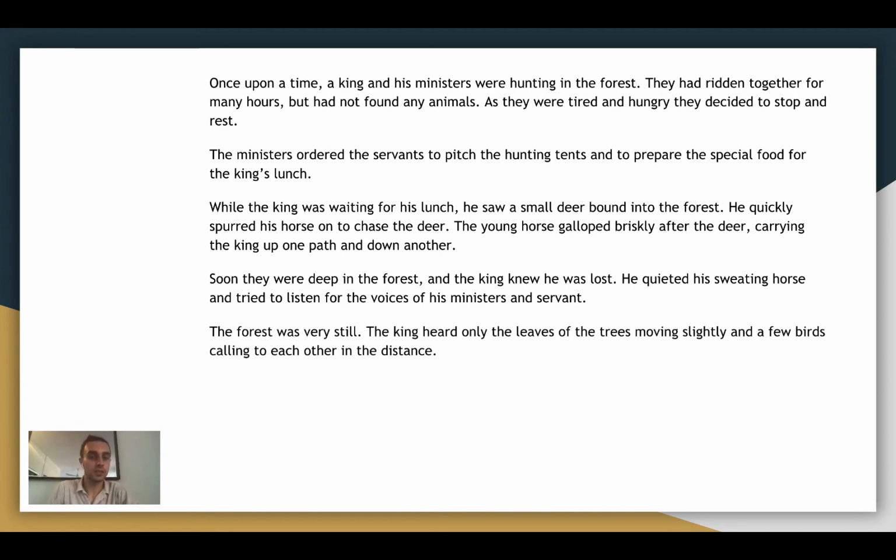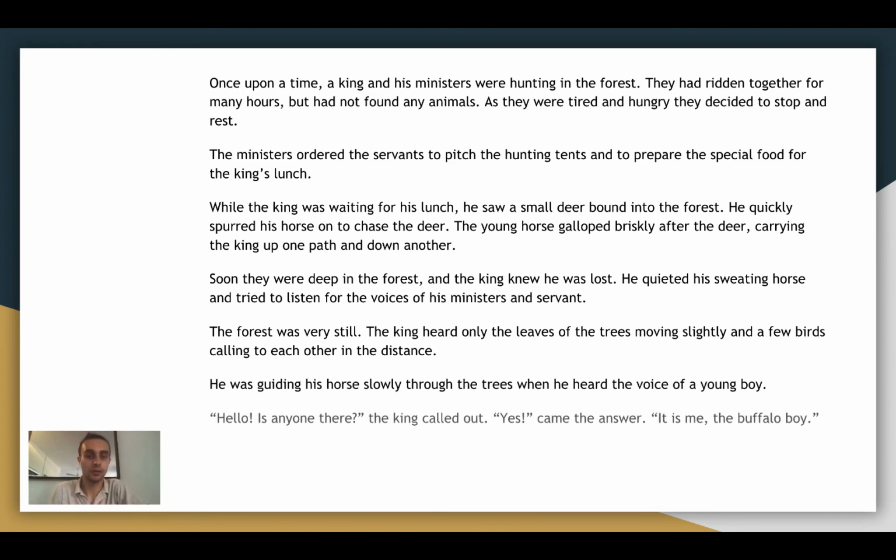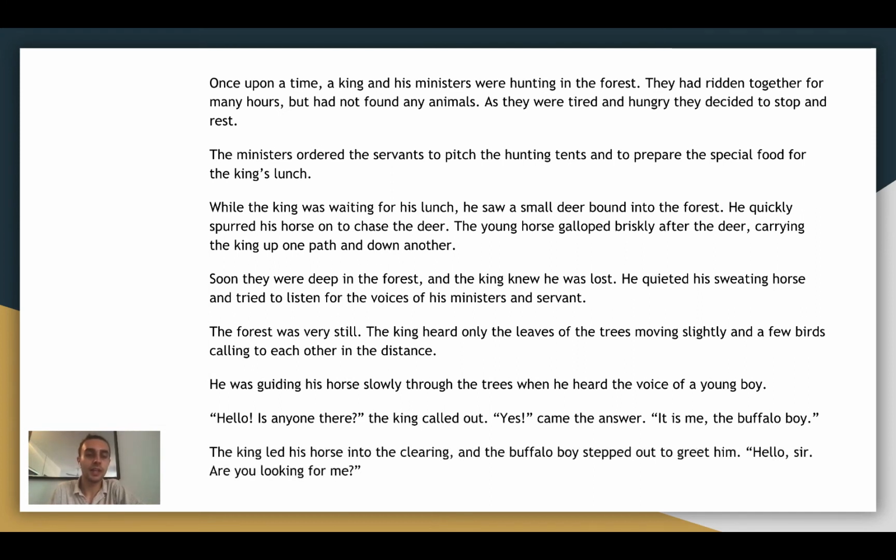The forest was very still. The king heard only the leaves of the trees moving slightly and a few birds calling to each other in the distance. He was guiding his horse slowly through the trees when he heard the voice of a young boy. "Hello, is anyone there?" the king called out. "Yes," came the answer. "It is me, the buffalo boy." The king led his horse into the clearing, and the buffalo boy stepped out to greet him.